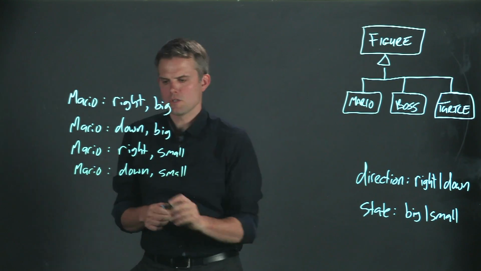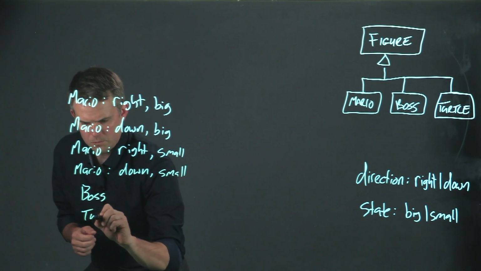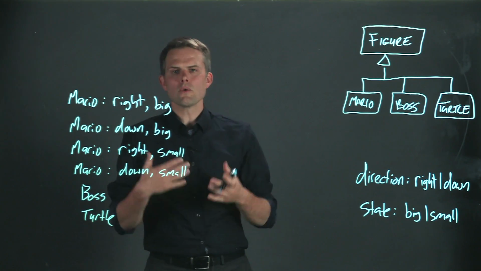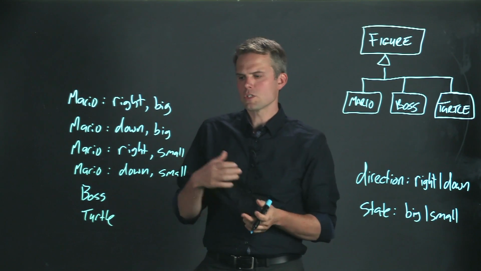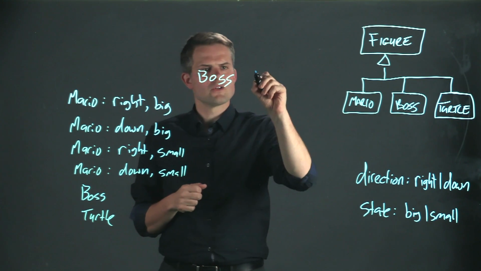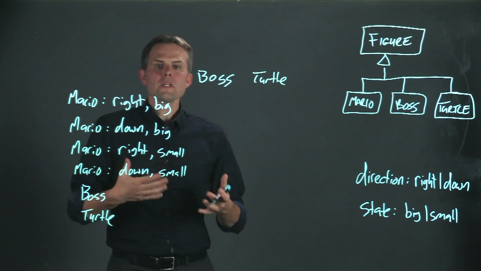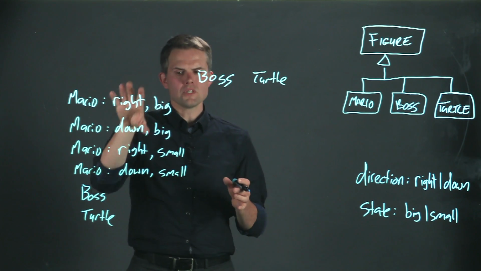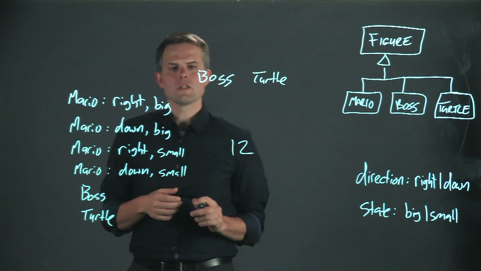And we also have boss and turtle. So let's add boss here and turtle. From the specification, we also know that this object is always a figure that is not a Mario, so we only have boss and turtle. Here we can see the truth table for testing the figure hit method. We have 6 rows and 2 columns. This gives us 12 test cases in total.